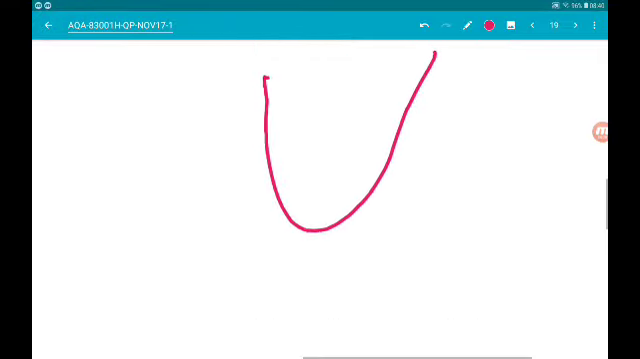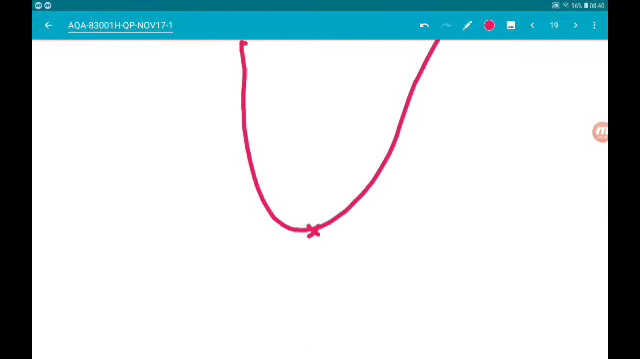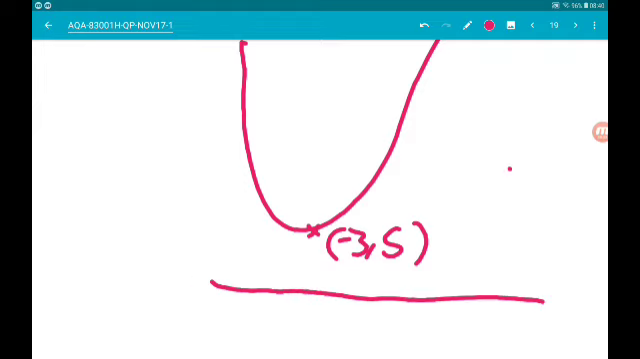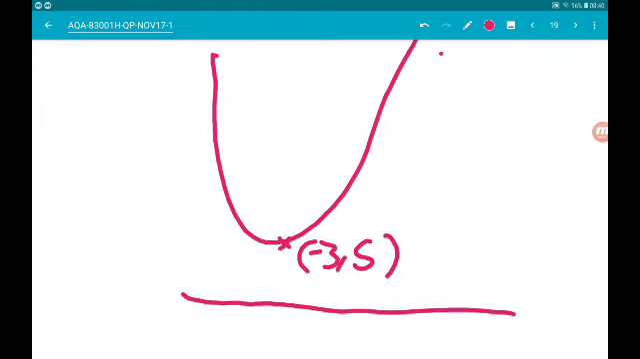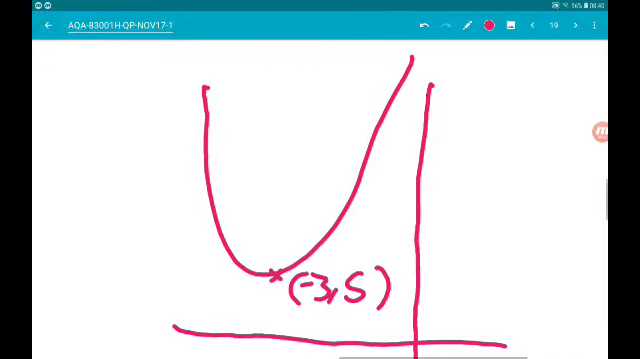So what that's going to look like, roughly, quadratic, minus 3, 5. So we are above the x-axis and to the left of the y-axis.